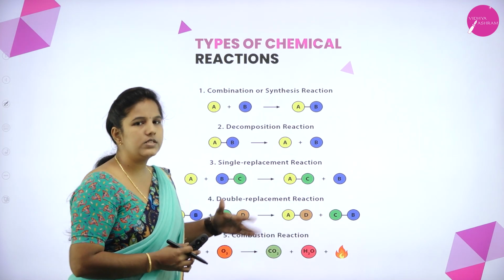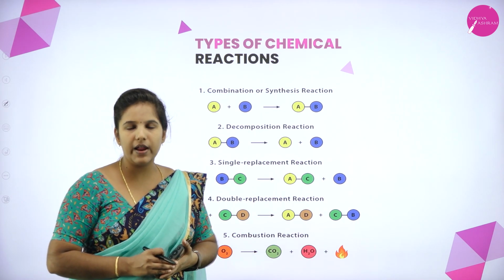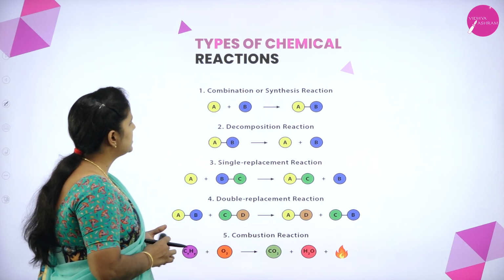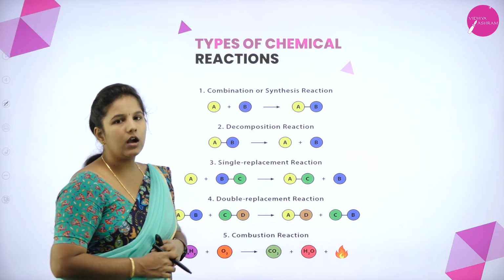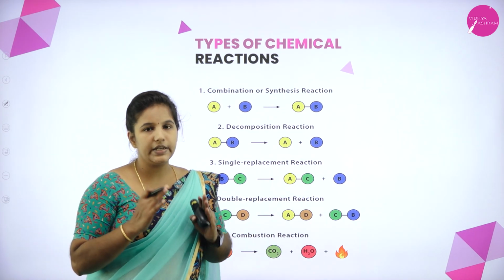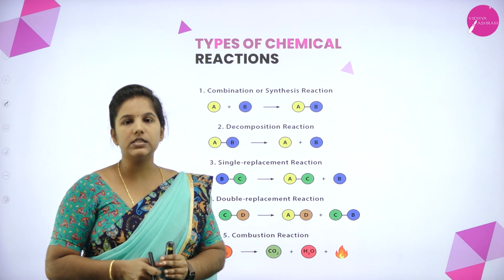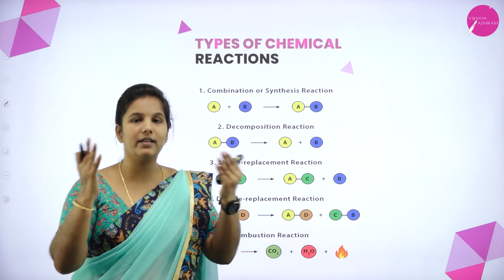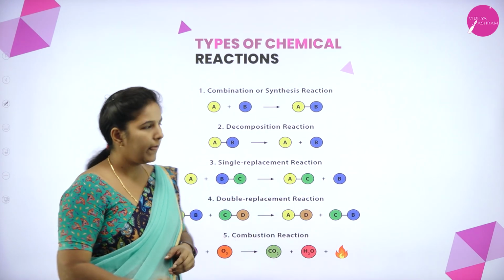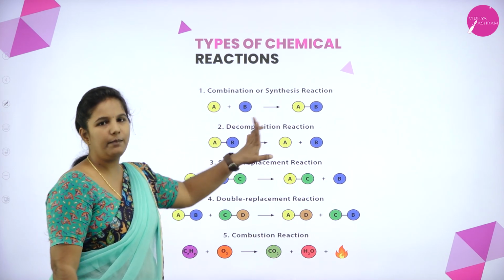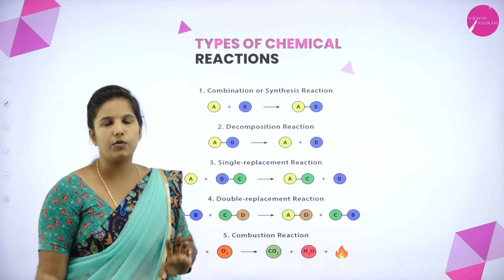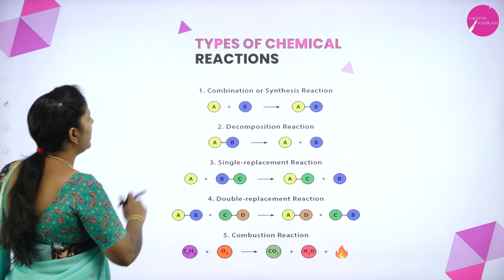In this, I have listed 5 different types of reaction. I hope you studied this in 10th standard, right? So let's study this. First one, combination or synthesis reactions. In a combination reaction, remember, always 2 or more different reactants combine together and form a single product. Here you can see, imagine A and B are the 2 different reactants, they combine together forming a single product, that is AB.